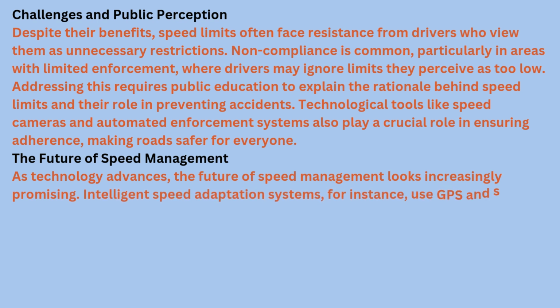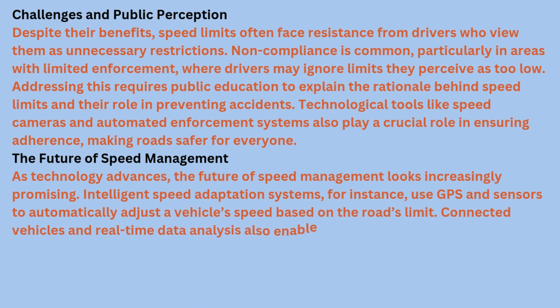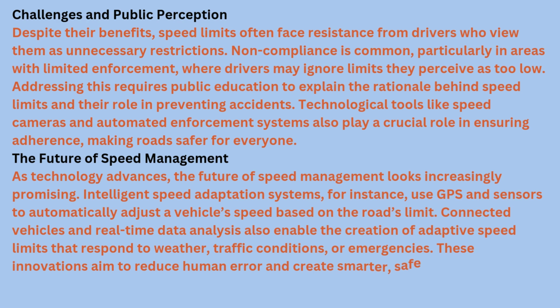Intelligent speed adaptation systems, for instance, use GPS and sensors to automatically adjust a vehicle's speed based on the road's limit. Connected vehicles and real-time data analysis also enable the creation of adaptive speed limits that respond to weather, traffic conditions, or emergencies. These innovations aim to reduce human error and create smarter, safer roads for all users.